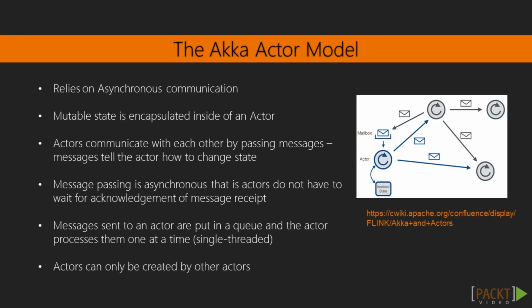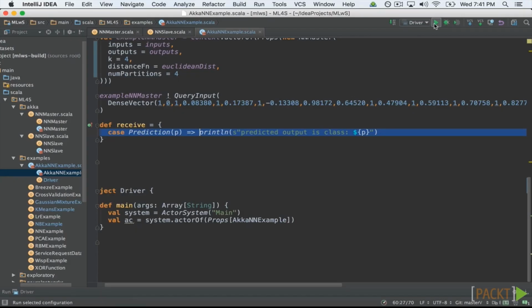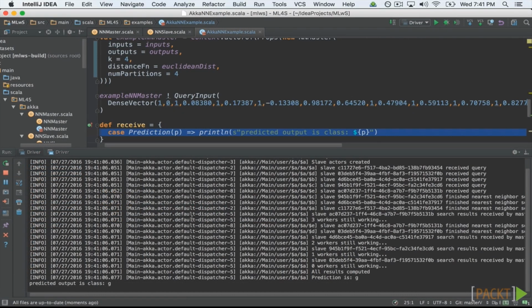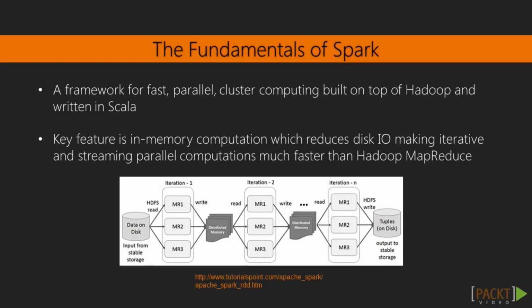In this section, we will look at some other Scala frameworks for machine learning. The first framework that we will be looking at in this section is the Akka actor framework. We are going to use the Akka actor model to implement the k-nearest neighbors algorithm in Scala. We will introduce another Scala framework that can be used for machine learning purposes, called Apache Spark.